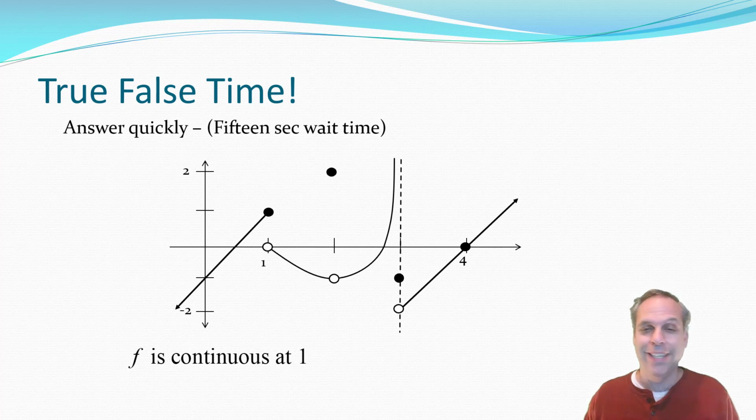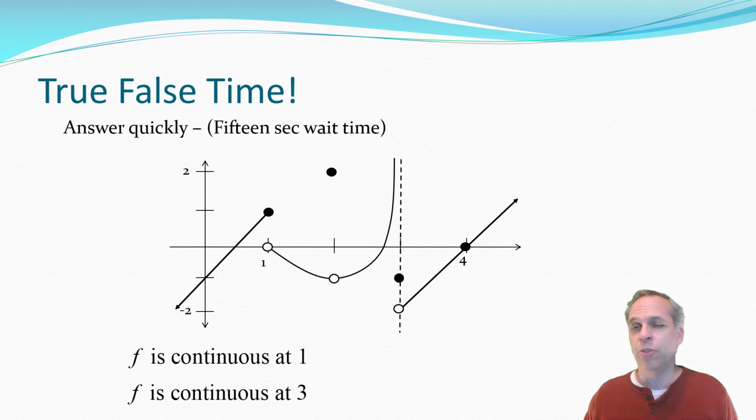No, it's not. If you draw the line x equals 1, the graph does not have a limit there. So then you have to have the limit in order to have continuity. So no. So the next one. Is the function continuous at 3?